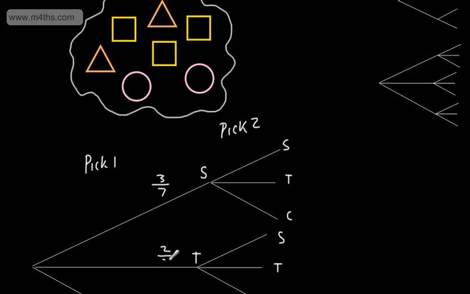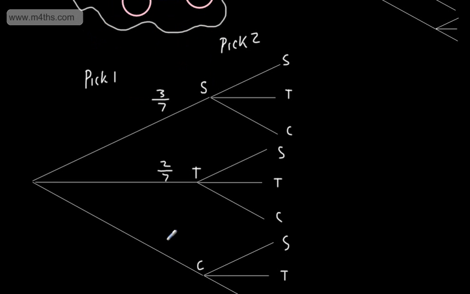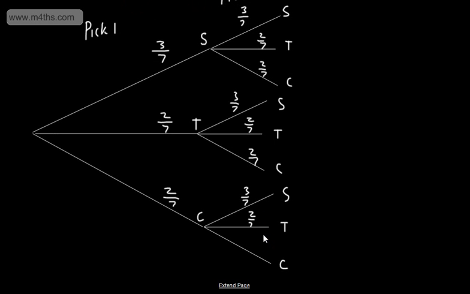We've got 2 triangles, which is 2 over 7, and we've got 2 over 7 down here. Remember, all of these branches need to add up to 1. If I replace them, we're still on 3 over 7, still on 2 over 7, still on 2 over 7. If I look at this one, we're on 3 over 7, 2 over 7, and 2 over 7. This one, 3 over 7, 2 over 7, and 2 over 7.